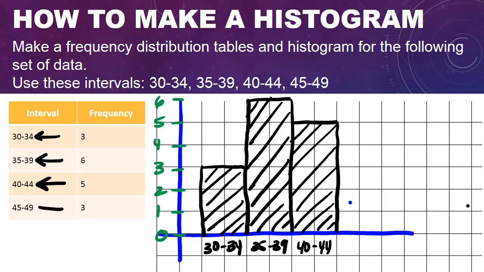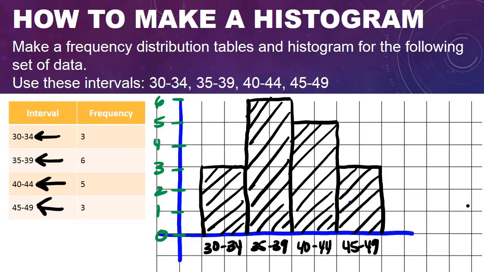And now we're going to do our fourth interval, which is 45 to 49. And this occurs 3 times. So we're going to make sure our bars are touching here. We're at our number 3 for our frequency. So now we're going to do a design pattern and color it in.